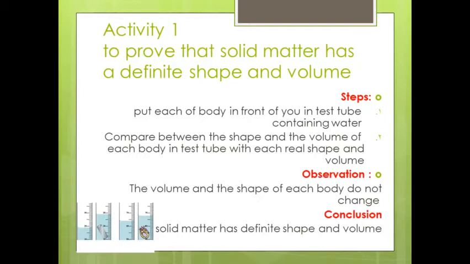Okay. What about observation? We observe that the volume and the shape of each body don't change. The volume and the shape are constant. So what about our conclusion? The conclusion is that solid matter has a definite shape and a definite volume, as we said in the last definition.